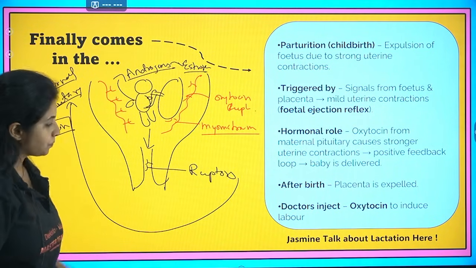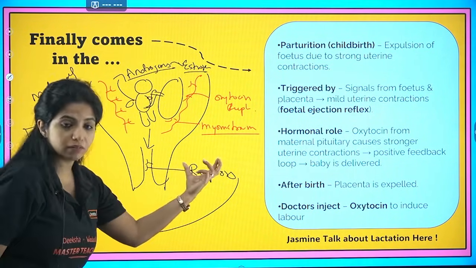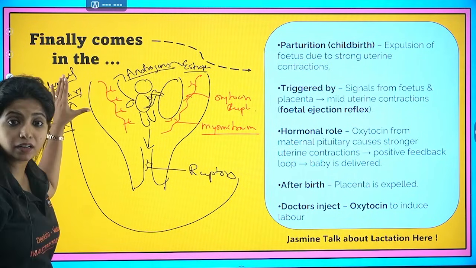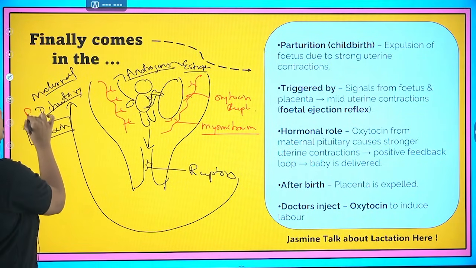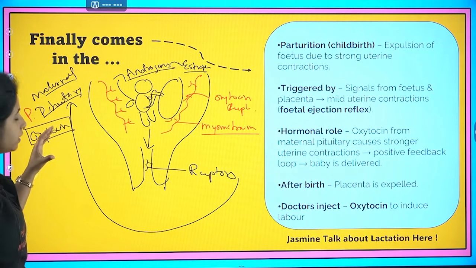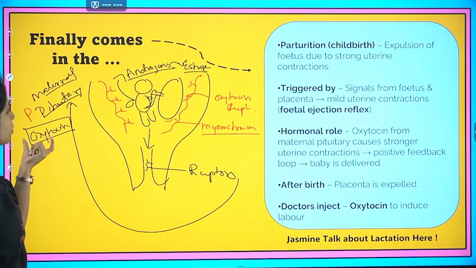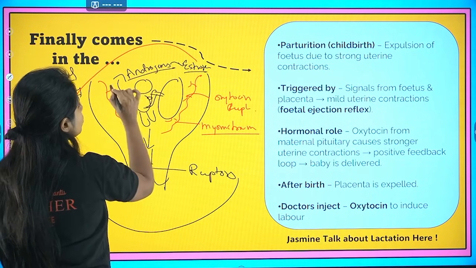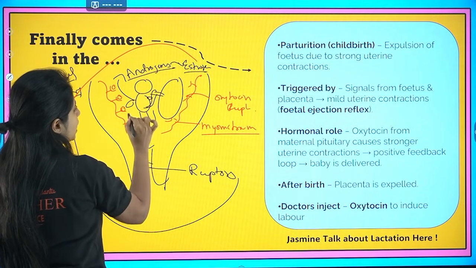So now, when the baby is trying to move out, the stretch receptors get active. It sends a neuronal signal to the maternal pituitary. What pituitary? Posterior pituitary. Until now we only learned about anterior, right? The maternal posterior pituitary is now going to release a hormone, that is oxytocin. This oxytocin is going to get inside the uterus and bind over here.